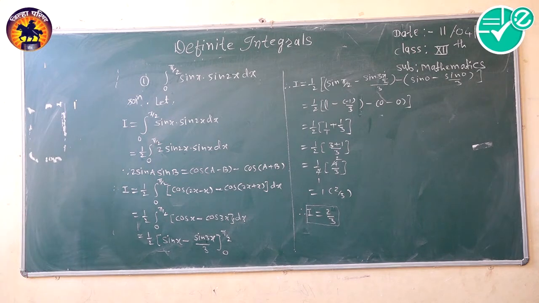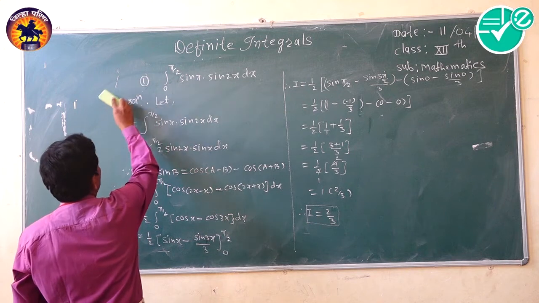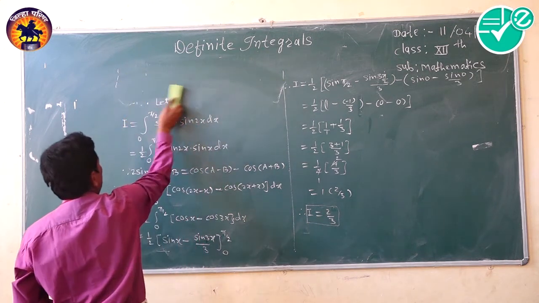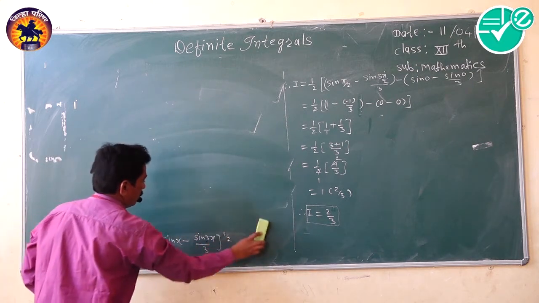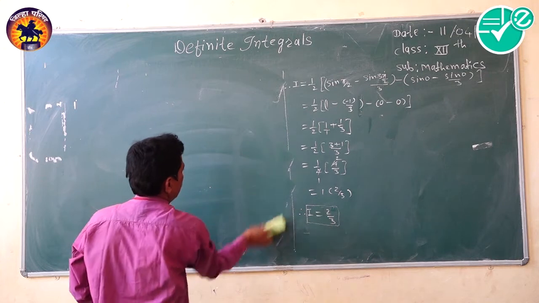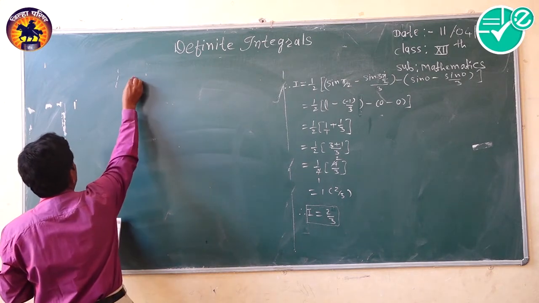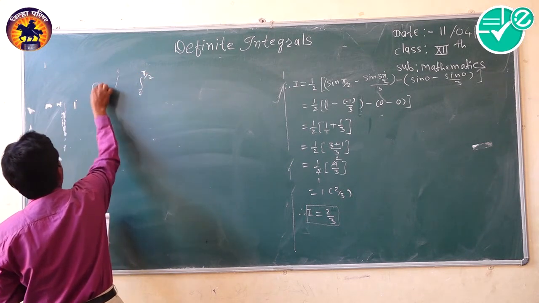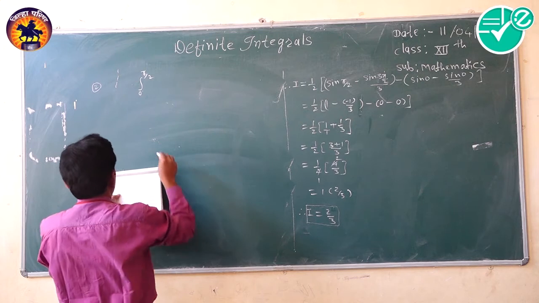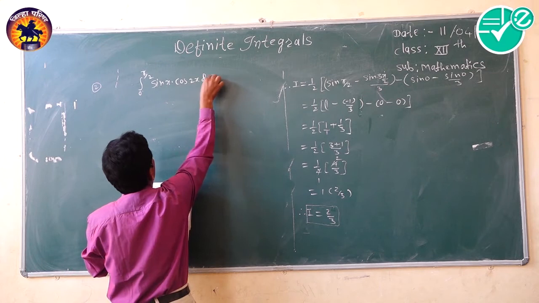Okay, now we will see the second example: integration from 0 to pi by 2 of sin x into cos of 2x dx.